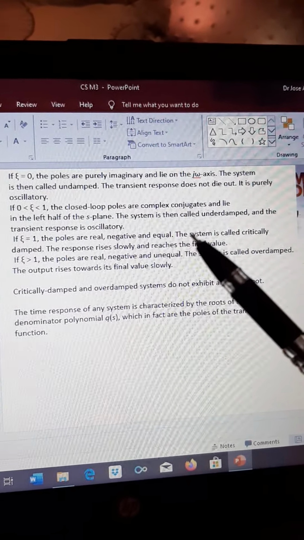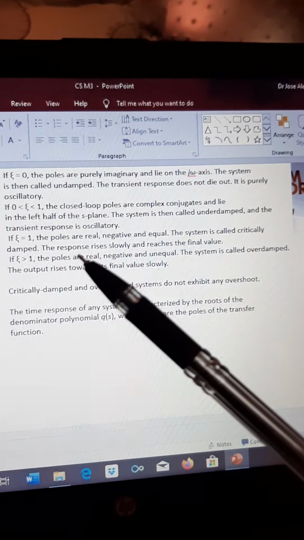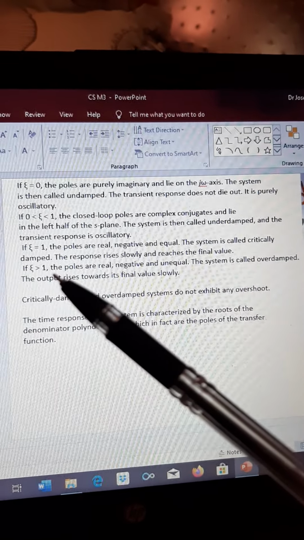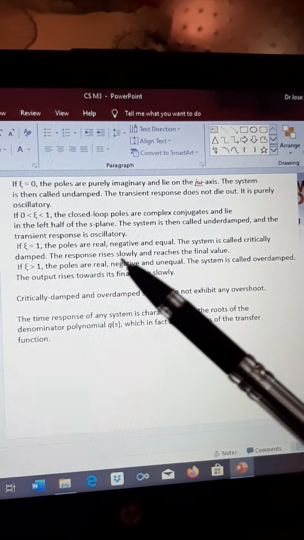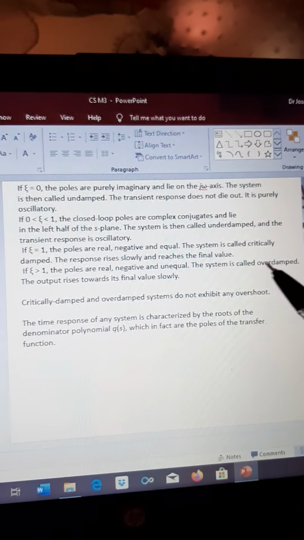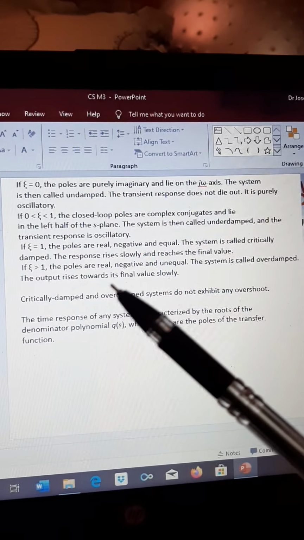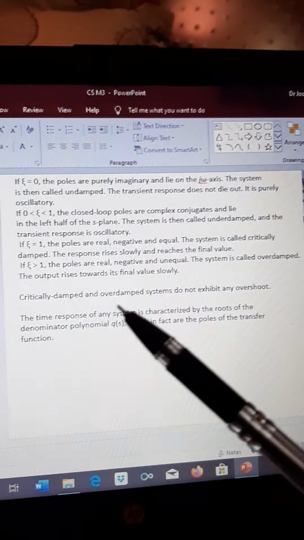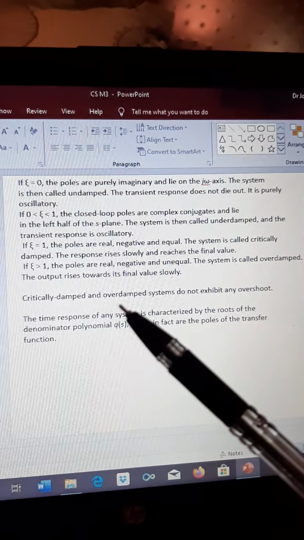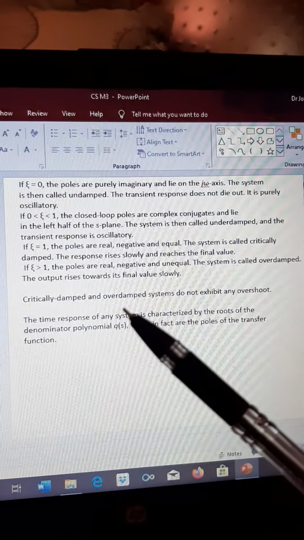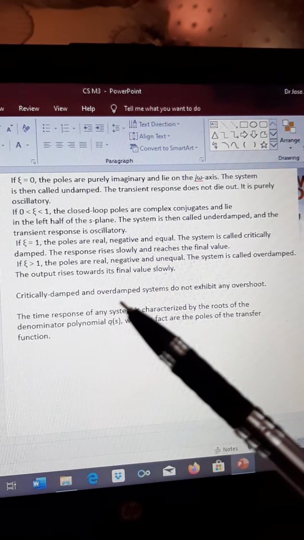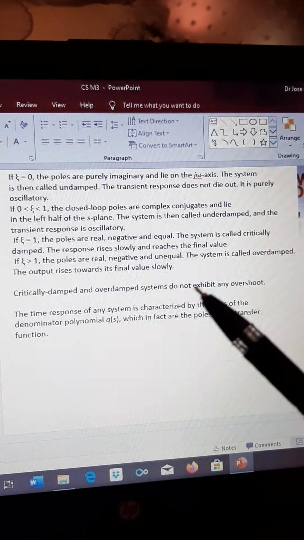If xi is 1, the poles are real, negative and equal. The system is called critically damped, and the response rises slowly and reaches the final value. If xi is greater than 1, the poles are real, negative and unequal, and the system is called overdamped. The output rises towards its final value slowly. Critically damped and overdamped means that if xi is 1 or greater than 1, the system does not exhibit any overshoot.